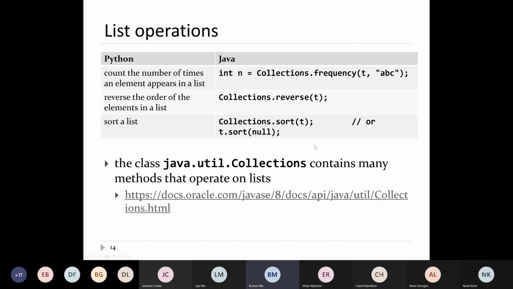If you just want to sort the list and you don't care how it sorts, you just want to use the compareTo method that belongs to the element type, you can just use Collections.sort.